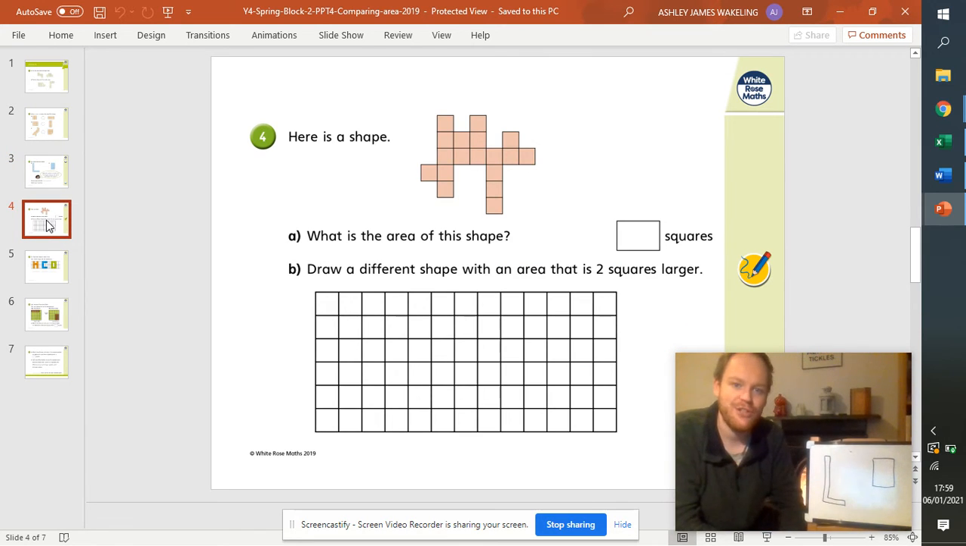Number 4, here is a shape. Now that is a baffling shape. What is the area of this shape? And then can you draw a shape with an area that is 2 squares larger?